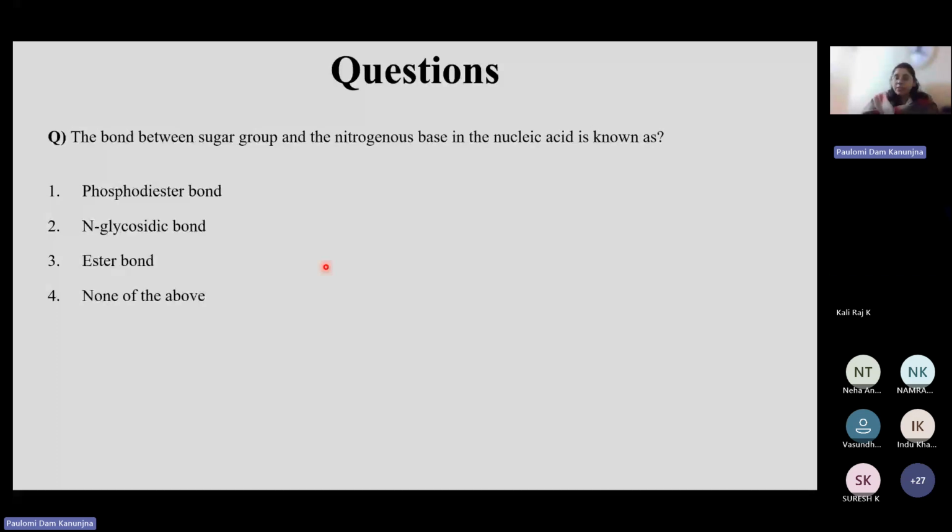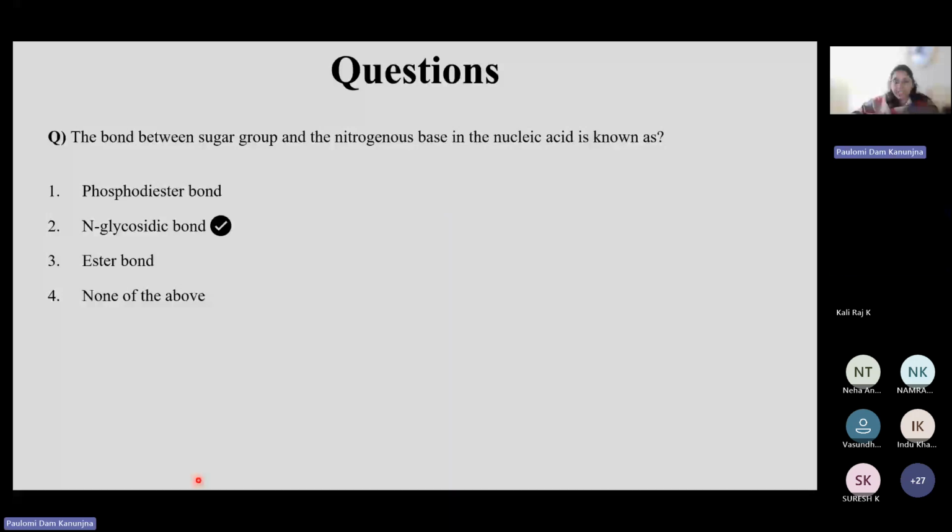I will just quickly go over the questions because time is up. I don't want to hold you up. So it says the bond between sugar group and nitrogenous base is what? Okay, so these are different kinds of bonds that are important for DNA molecules, so you should remember them. Give me 5 more minutes and I will wrap up this session. I just want to show you the question so that when you are looking at the answer, you know which answer is correct.